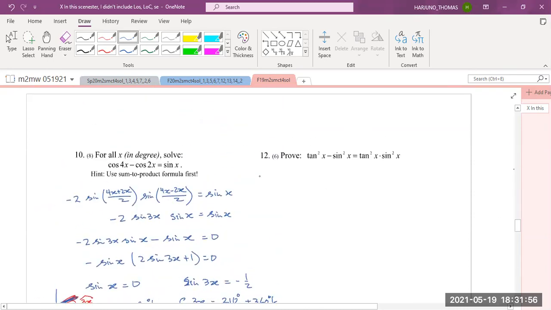Number 12, prove from left to right. I think we can go both ways from here, but let's do this from the left-hand side.